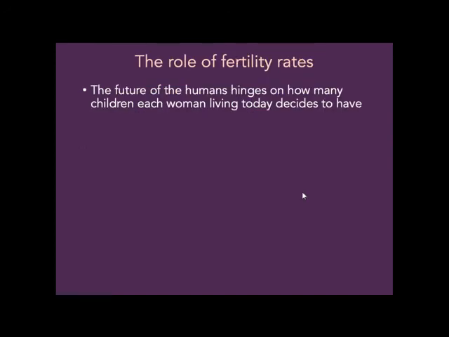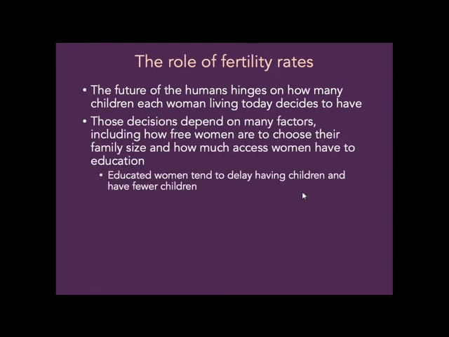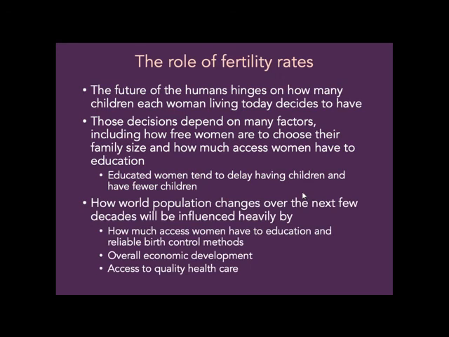So the future of humanity is going to depend on how many kids each woman living today decides to have. And there's lots of factors that can contribute to that. We do know that if women are free to decide whether or not they have kids, and whether women are educated affects the number of kids that they have. So educated women tend to delay having children and have fewer children. And so the world population over the next few decades is going to be heavily influenced by how much access women have to education and also reliable birth control methods. Also, overall economic development and access to quality health care.